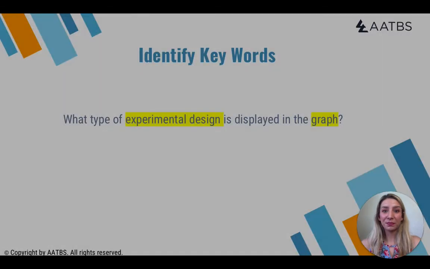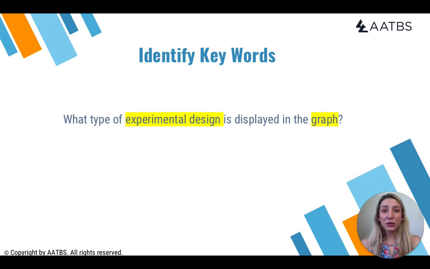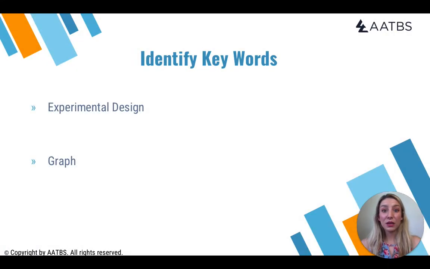Ready? Our keywords are going to include experimental design and graph. So let's get into these a little bit more. Experimental design lets the reader know that they will need to use their knowledge of different experimental designs to determine the best fit for the displayed graph. And graph. So the graph displayed gives the reader information about the type of experimental design that's being utilized.